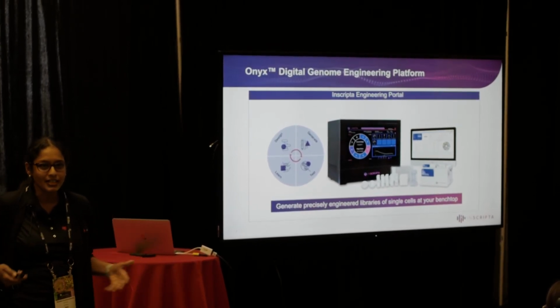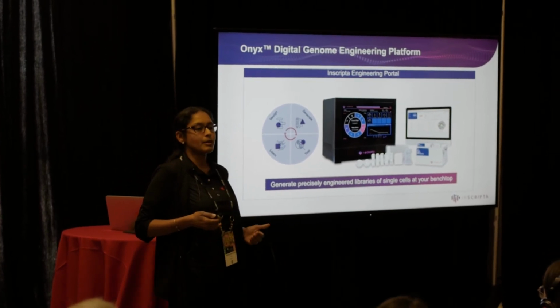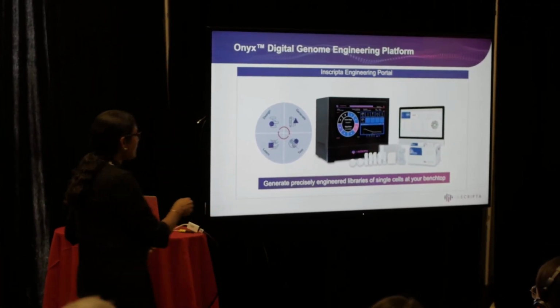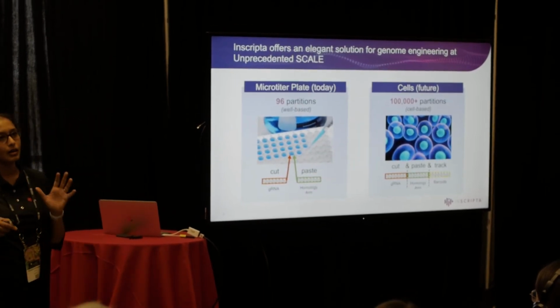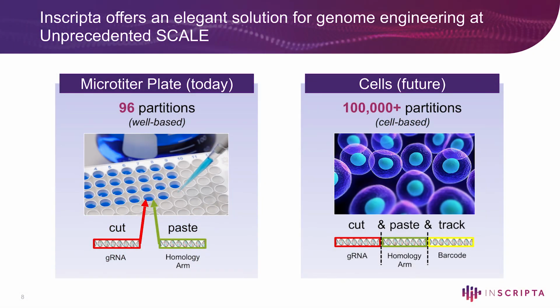What do I mean? I keep talking about scale, performance, access. Let's unpack that a little bit. What do we mean by unprecedented scale, and how do we achieve that? With the current technologies for scaling up genome engineering, what we see today is we use microtiter plates, right? So you have your guide RNA and homology arm, and you co-localize them into 96-well plates.